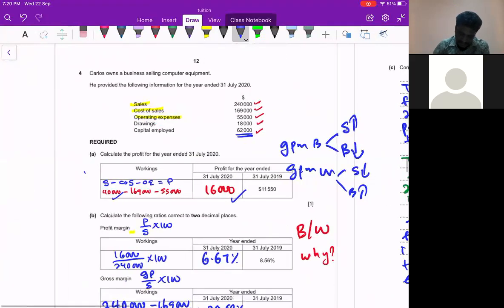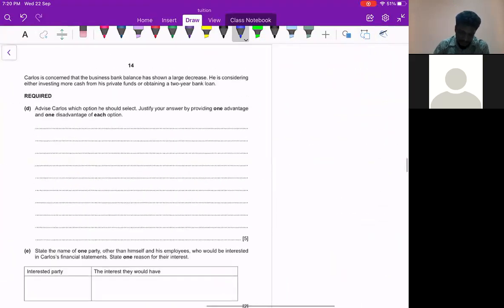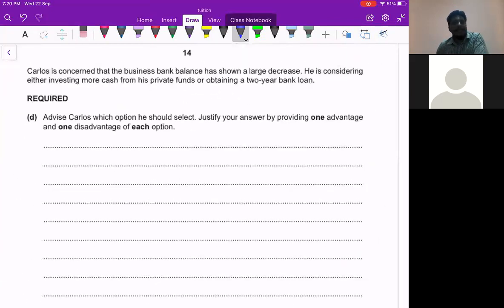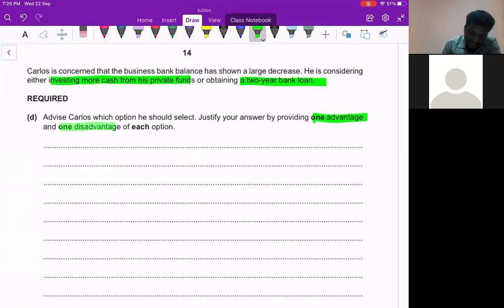Okay, after this, the question asked me to do. Theory question. Carlos is concerned that the business bank balance shows a large decrease. He is considering either investing more cash from his private fund, or obtaining a 2-year bank loan. Got two options: investing his own money or taking a bank loan. Advise Carlos which option he should select. Justify your answer by providing one advantage and one disadvantage of each option. So advantage, disadvantage, advantage, disadvantage, and then you conclude your advice.